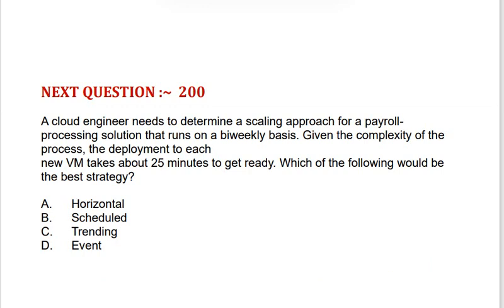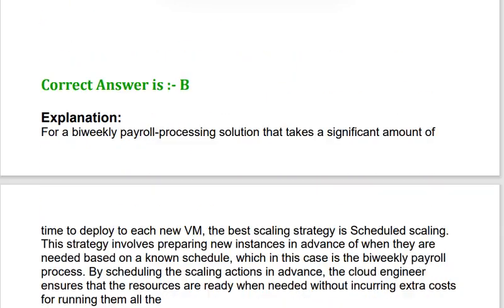Our question is, a cloud engineer needs to determine a scaling approach for a payroll processing solution that runs on a bi-weekly basis. Given the complexity of the process, the deployment to each new VM takes about 25 minutes to get ready. Which of the following would be the best strategy? Option A, horizontal. Option B, scheduled. Option C, trending. Option D, event. Correct answer is option B.